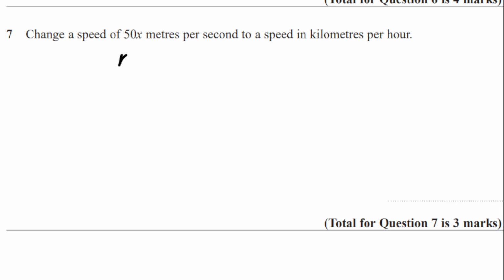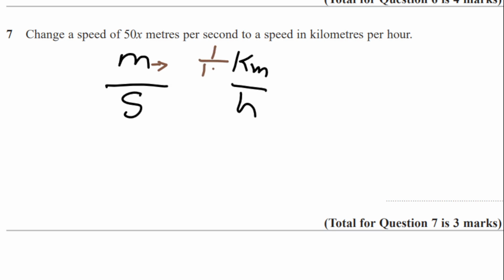So it's meters per second, and we want to make it kilometers per hour. How do you change the meters into kilometers? You divide by 1,000, so it's 1 divided by 1,000. And how do you change the seconds into hours? You divide by 60 to make it minutes, and then you divide by 60 to change the minutes into hours.